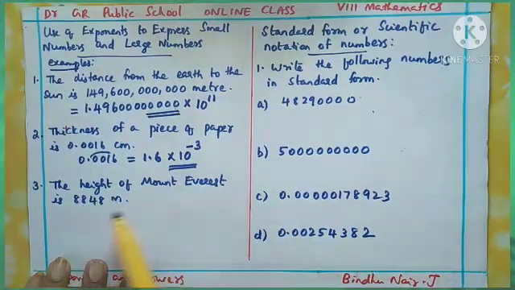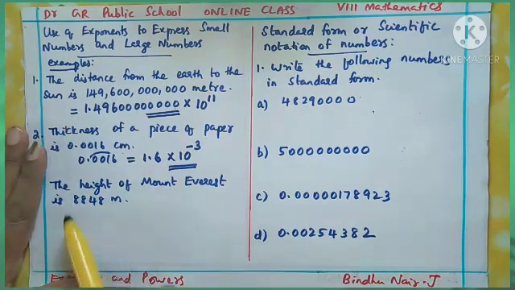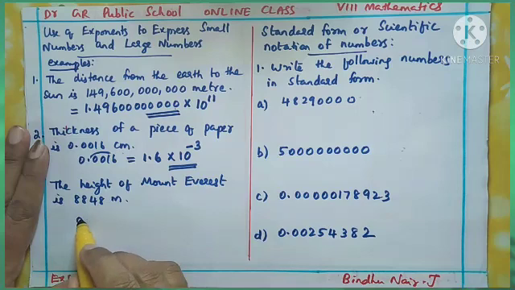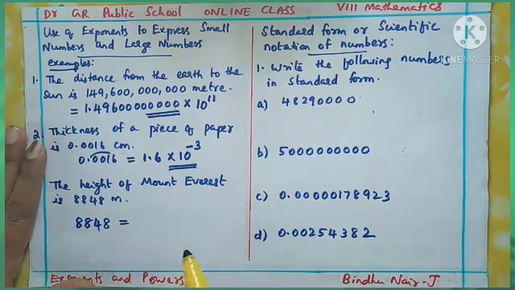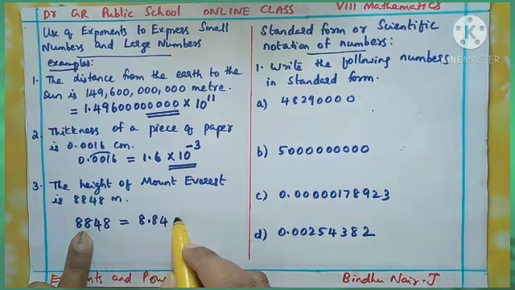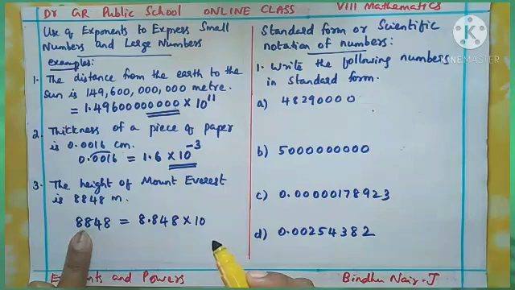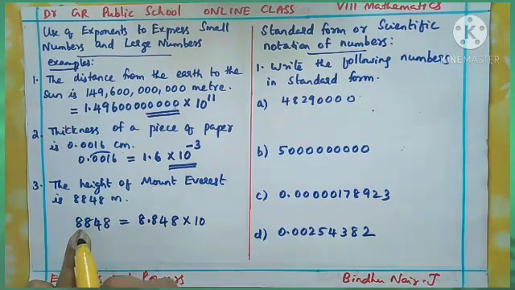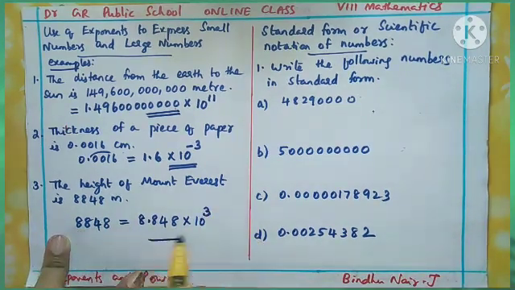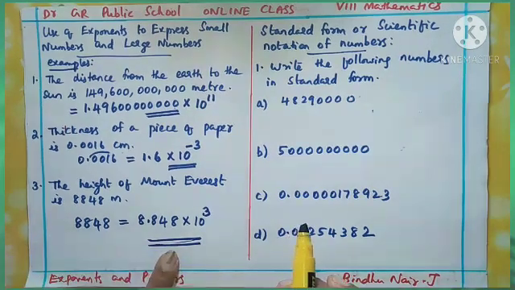The height of Mount Everest is 8,848 meter. So here actually there is no decimal. So if there is no decimal in the number, it means the decimal is in the last place. So how to write this 8,848 in the standard form? Yes, place the decimal after the first number. So 8.848 into 10 power. If you place the point after 8, how many numbers more? 1, 2, 3. Right side. So it is 10 to the power 3. Okay. So this is the standard form of the height of Mount Everest.